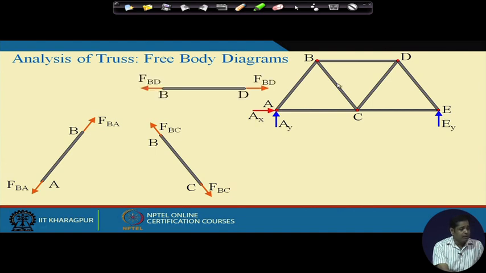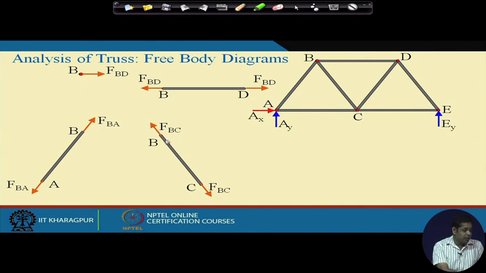Now, similarly, we can have the free body diagram of member BD. You see, members BC, BA and BD, these three members are connected at B, okay. Now, if I have to draw the free body diagram of this pin, this joint, what would it be? This is the joint B. This point will get a force from BD, which is FBD, and in this case it is in this direction. So, when we draw the free body diagram of B, the force has to be shown in this direction.